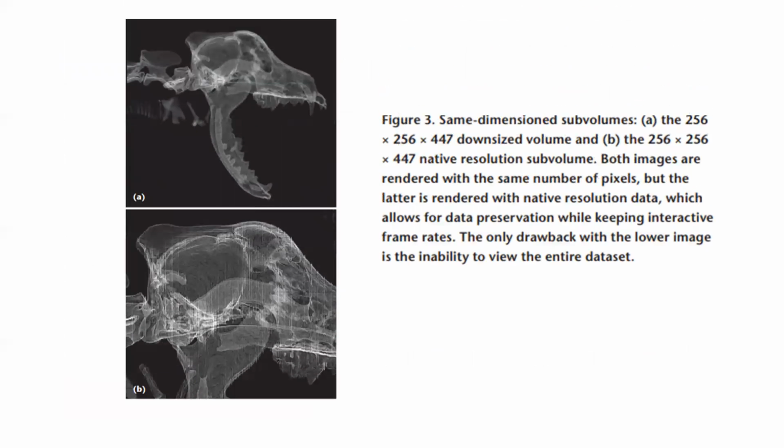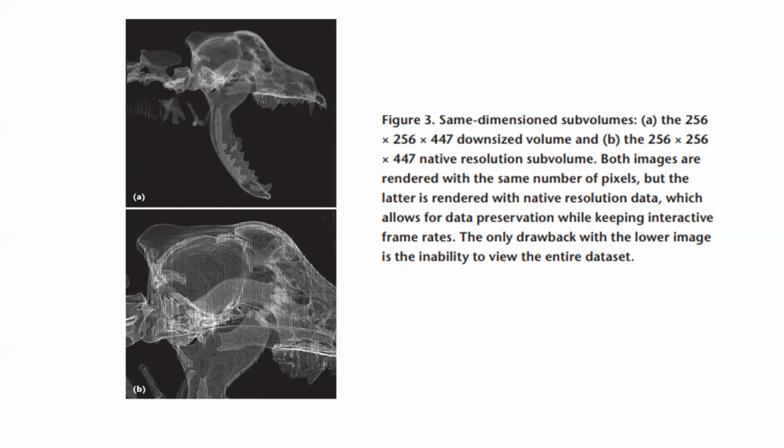Next, this is a third image, same dimensional subvolumes. Both images are rendered with the same number of pixels, but the latter is rendered with native resolution data, which allows for data preservation while keeping interactive frame rates. The only drawback with the lower image is the inability to view the entire data set.